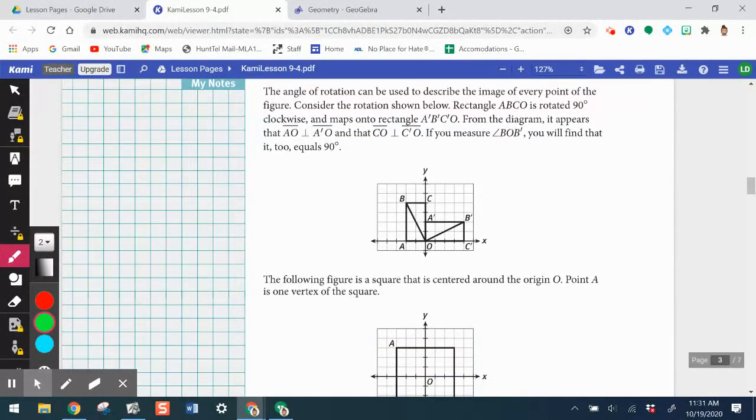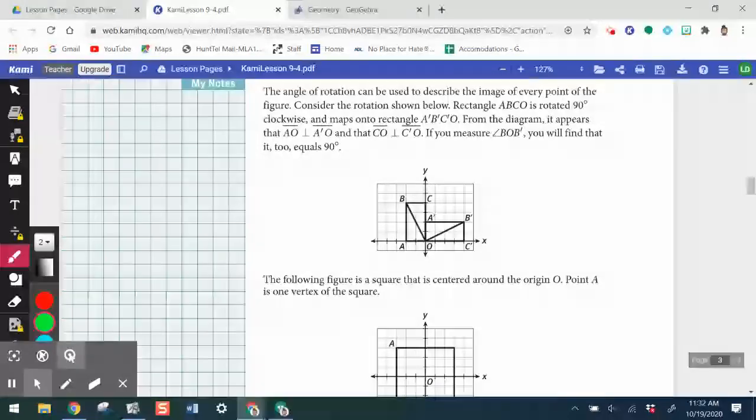So we've done an extensive study of rotations on the coordinate plane. And so let's take it a little bit further. Now we're really focusing on the angle of rotation. We've been referring to it as 90 degrees clockwise, 180 degrees, 270 degrees, and so forth. The angle of rotation can be used to describe the image of every point of the figure. Consider the rotation shown below.